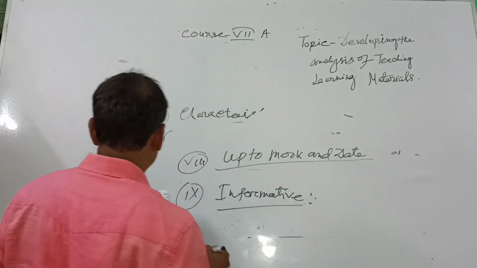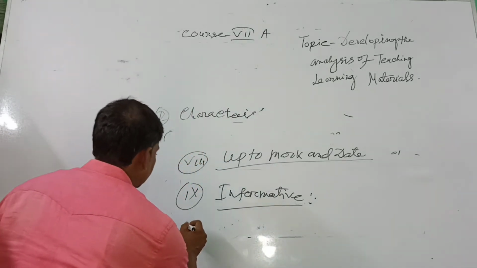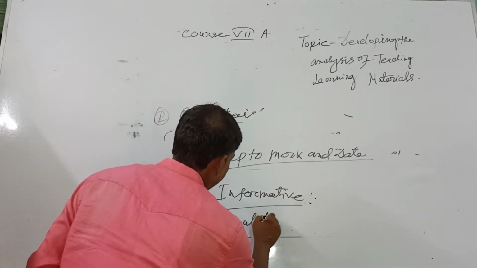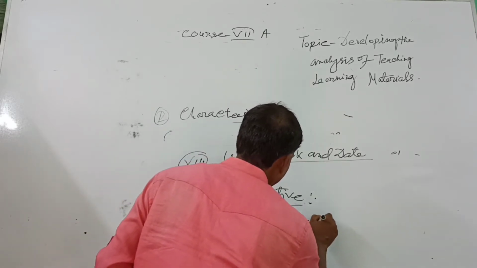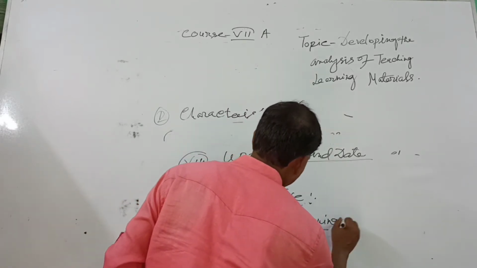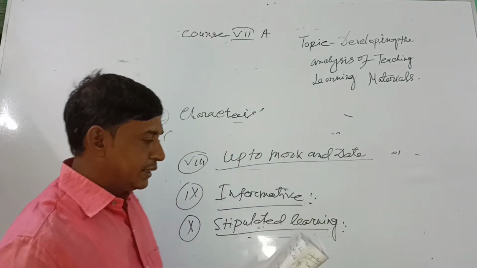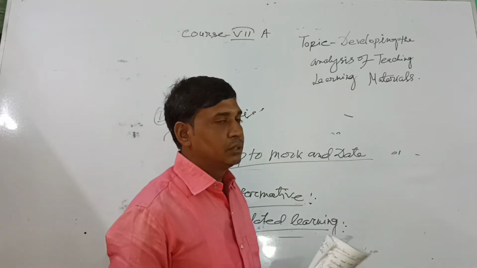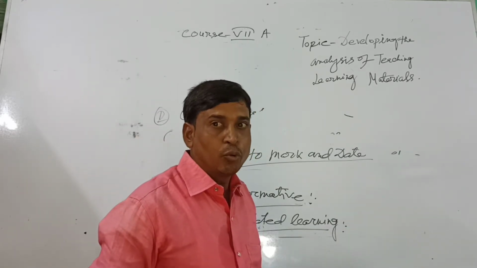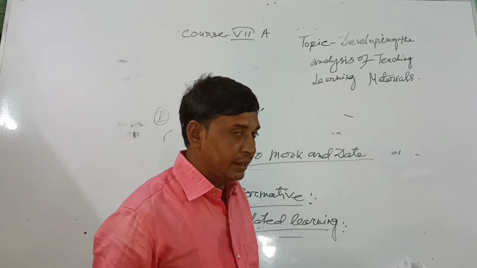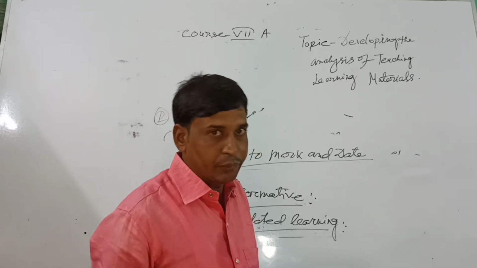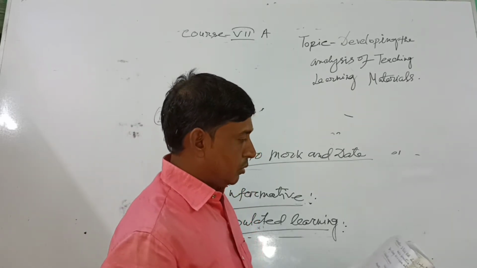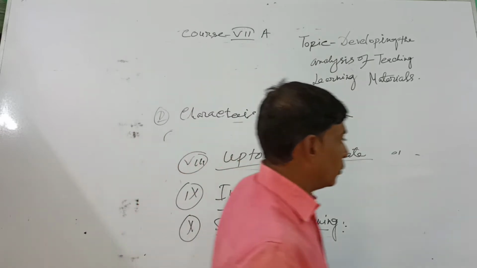Next, another feature: stipulated learning. Teaching aids help achieve stipulated learning objectives. That is, the students can acquire it in a step-by-step way, or in a stipulated way. These are some characteristics of good TLMs.